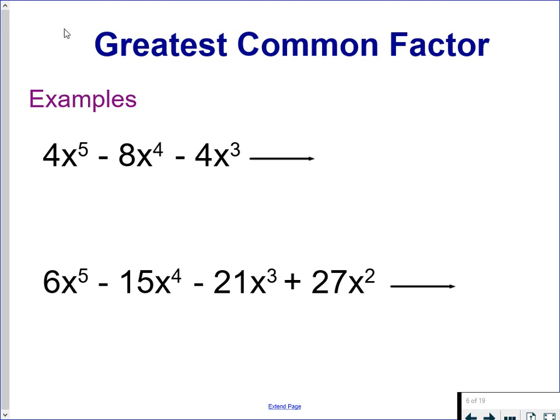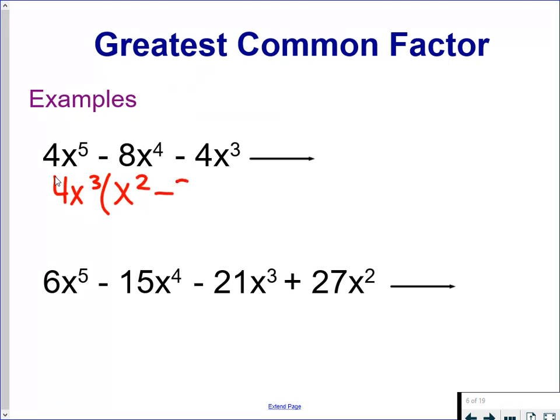It's got my greatest common factor of the first one. Yeah, Jenna? 4x to the third. Okay. 4 goes into 8, 4, and 4. x cubed, they all have at least 3 x's, so I can take that out. So then 4 divided by 4 gets me 1, but then x to the 5th, I'm left with 2 x's.